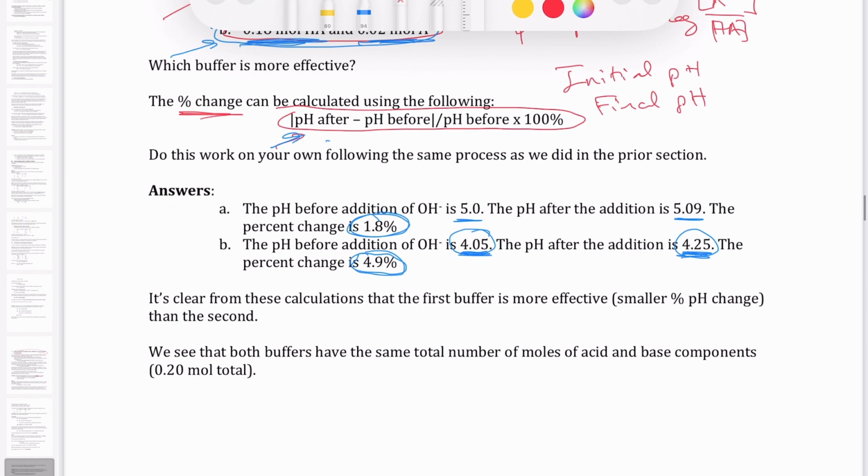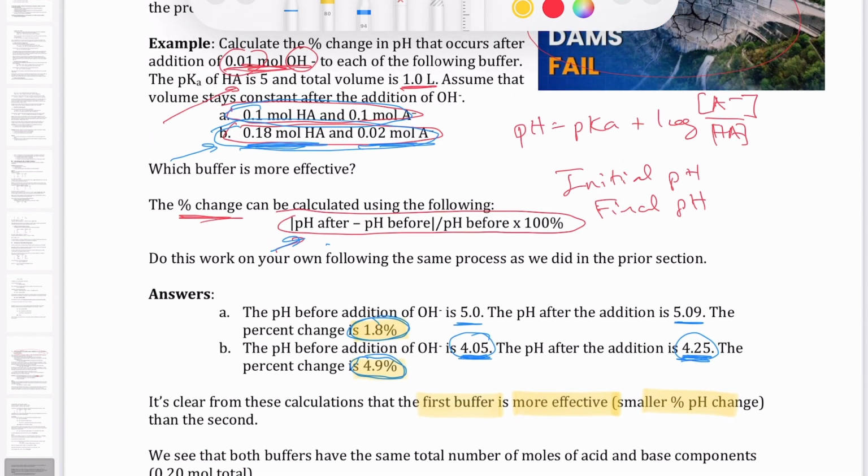Now, if you compare those two numbers, the 1.8 and the 4.9, it's clear that the first buffer is a more effective buffer than the second buffer. And that's because there's a smaller change in the percentage of pH value going from initial to final. That might surprise you because remember, we're adding strong base to both buffers.